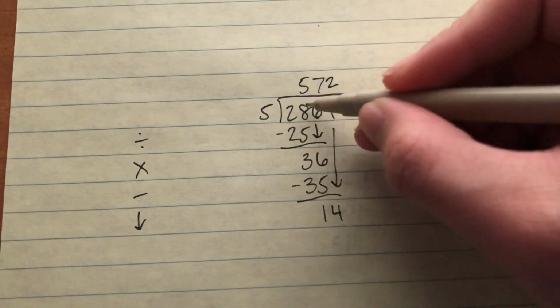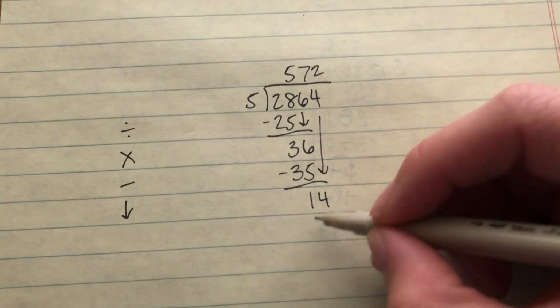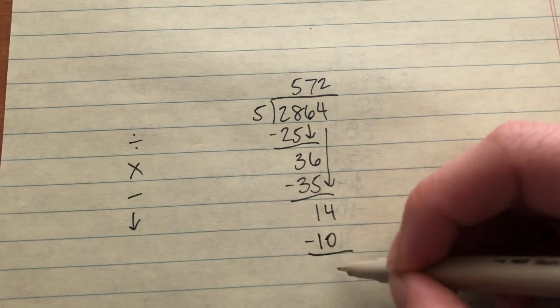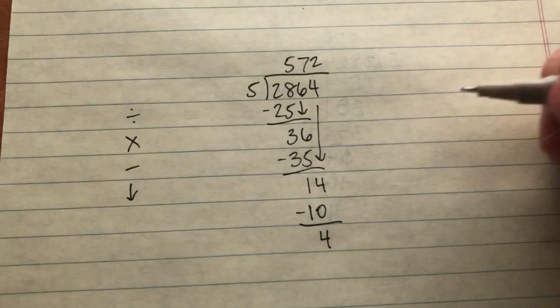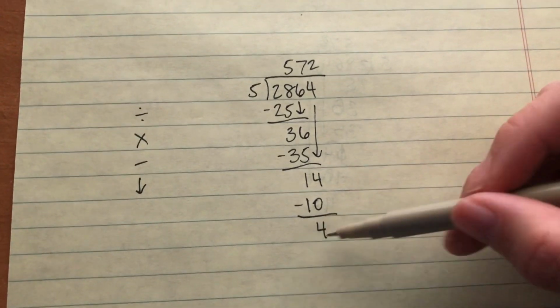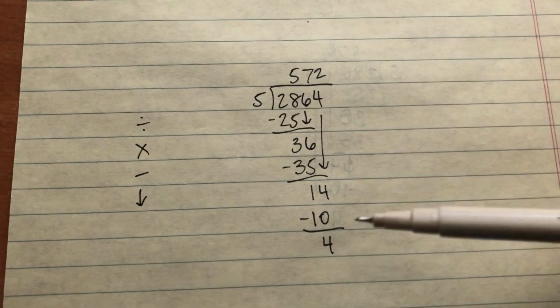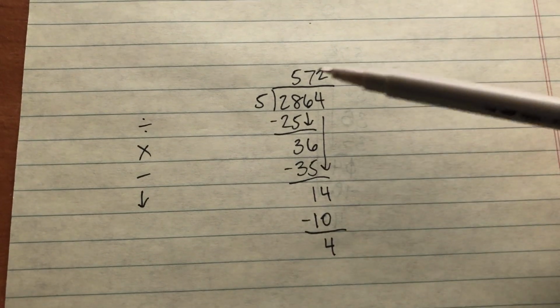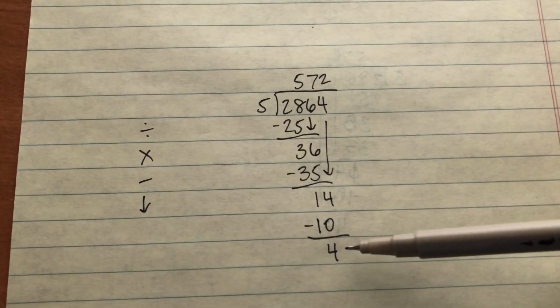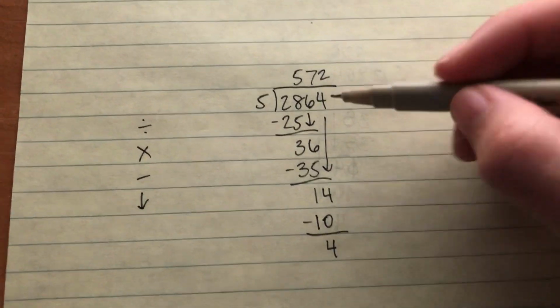2 times. 5 times 2 is 10. I'm going to subtract, and we have 4. Now I have nothing left to bring down, but I have a remainder right here. In elementary school, when you learned long division, you might have stopped right there. You would have said that the answer is 572 with a remainder of 4, but we're going to keep going.